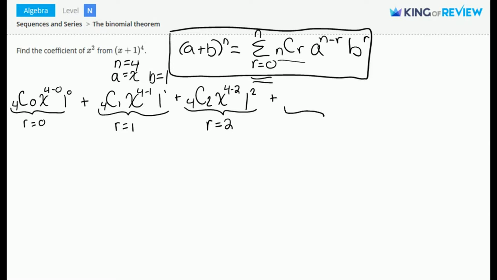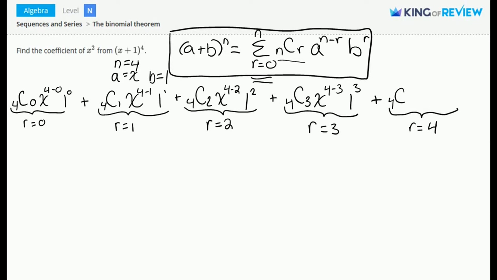And we're adding this to r equals 3. So we have 4C3 times x to the 4 minus 3 times 1 to the third power. And finally, we're at r equals 4, which is where we're stopping for this problem. So we have 4C4 times x to the 4 minus 4 times 1 to the fourth power. So we have the sum of each of these. Now what I'll do is simplify each of these.